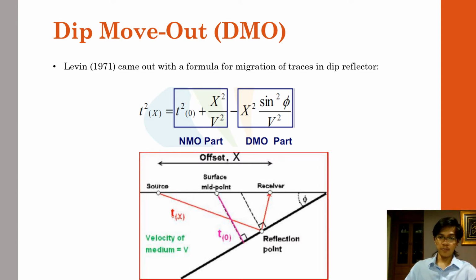In the DMO part, it is X squared times sin squared phi over V squared. The new variable phi here is the dip angle of the reflector. So the equation is the NMO part must subtract the DMO part, and then we can get the dip move out for the migration in a dipping reflector.